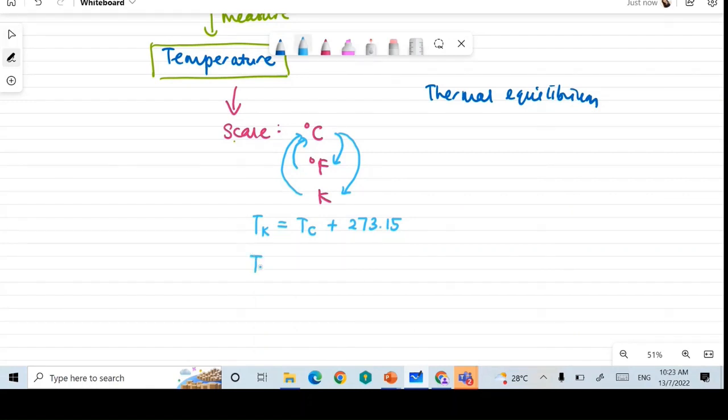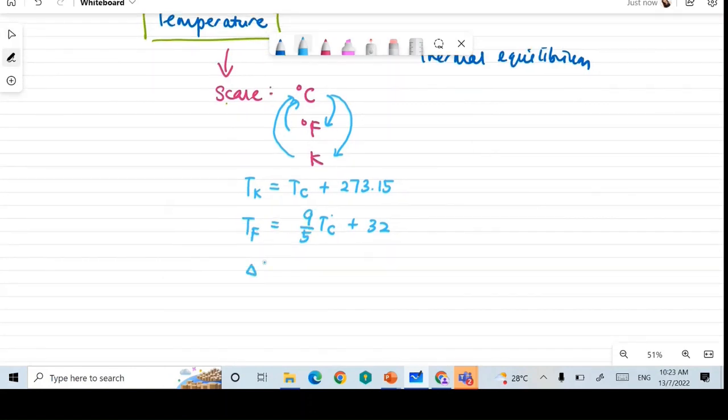Then the temperature in Fahrenheit. To convert the temperature in Celsius to Fahrenheit, it is 9/5 times the temperature in Celsius plus 32. If you want to change from Fahrenheit to Celsius, you may refer back to the same expression. The change of temperature in Celsius is equal to the change of temperature in Kelvin. Bear in mind that the temperature in Kelvin is not equal to the temperature in Celsius. And the change of temperature in Fahrenheit is equal to 9/5 times the change of temperature in Celsius.